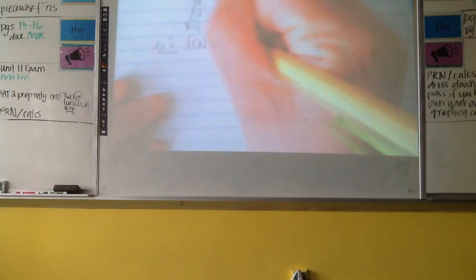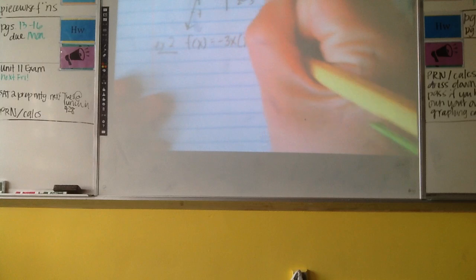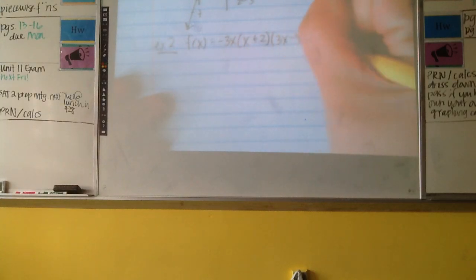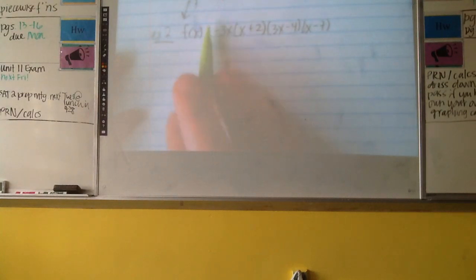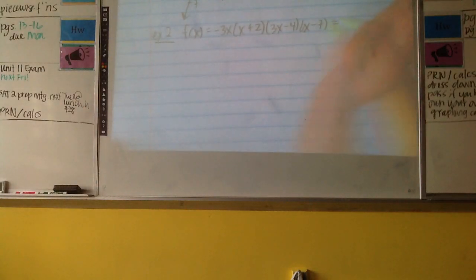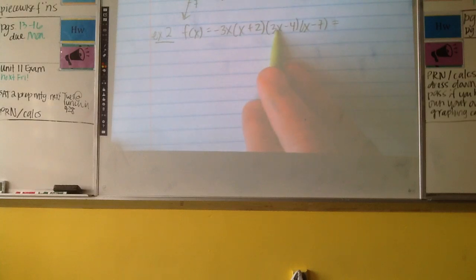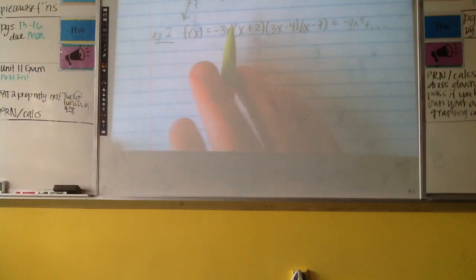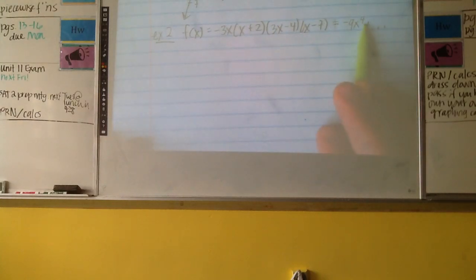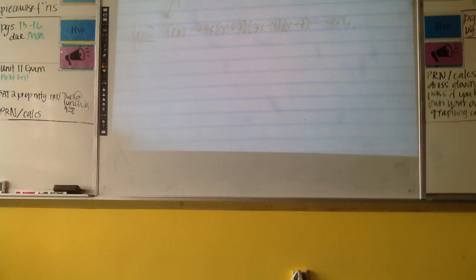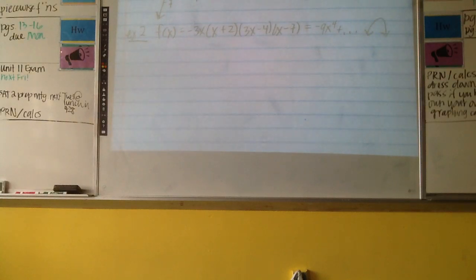F of x is negative 3x times the quantity x plus 2 times the quantity 3x minus 4 times the quantity x minus 7. Okay, again, if I'm multiplying out all the x's, I will get negative 3x times 1x times 3x times x. That would multiply to negative 9x to the 4th, plus I'd have to distribute a whole bunch of other terms. But I can see it's degree 4, so it's got to be parabolic, maybe facing up, maybe facing down, with a negative leading coefficient. Oh, that means the end behavior, or at the left and right ends, will look like this.